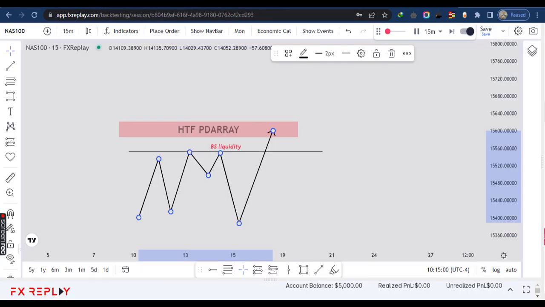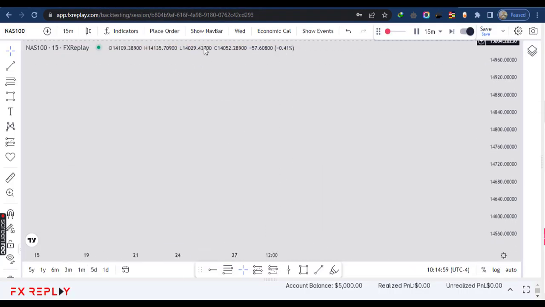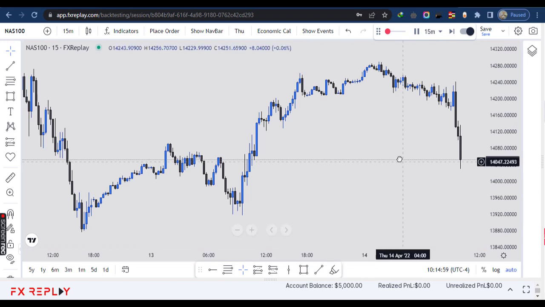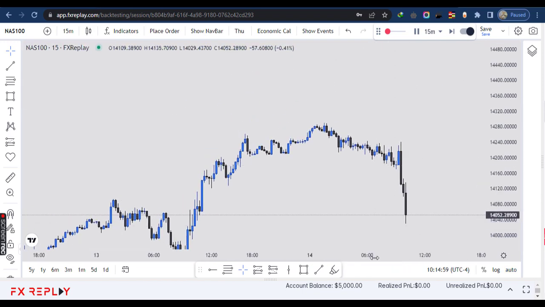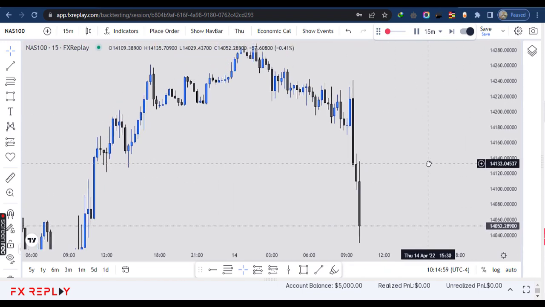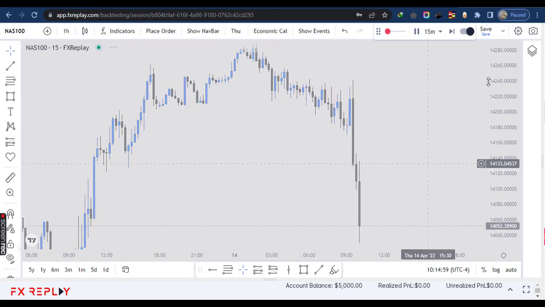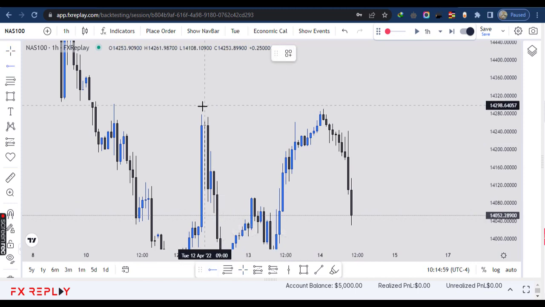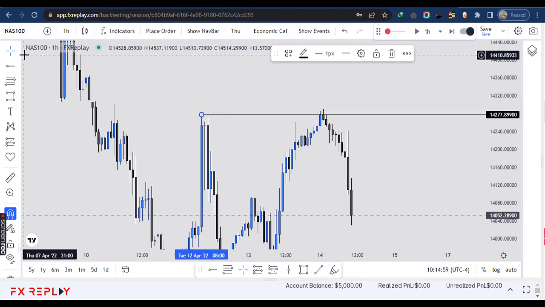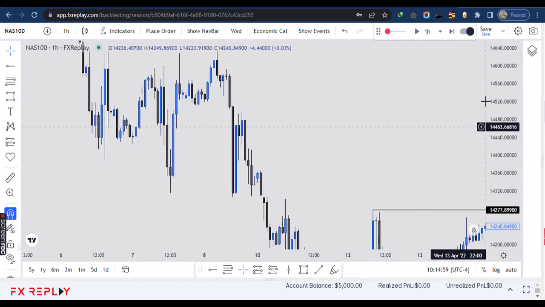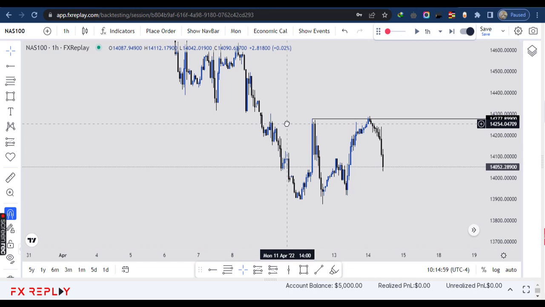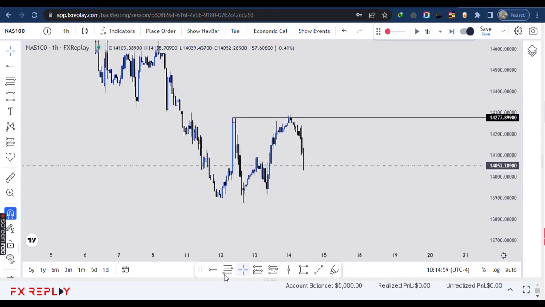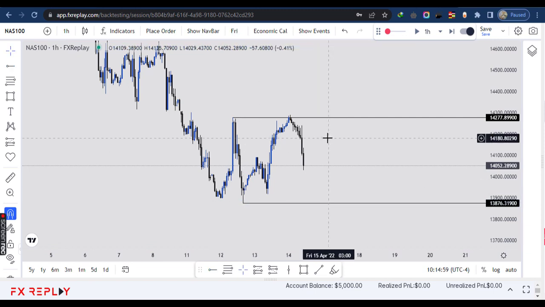Now let's do a live example. This is the FX Replay tool. I'm gonna show you something here. So we are expecting bearish prices. Why? Because here we took liquidity from here, and the order flow is also bearish. So I'm expecting a continuation to the downside.